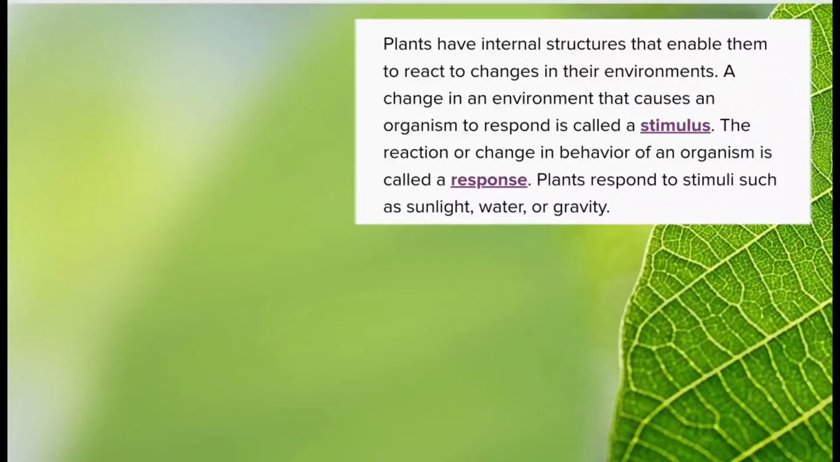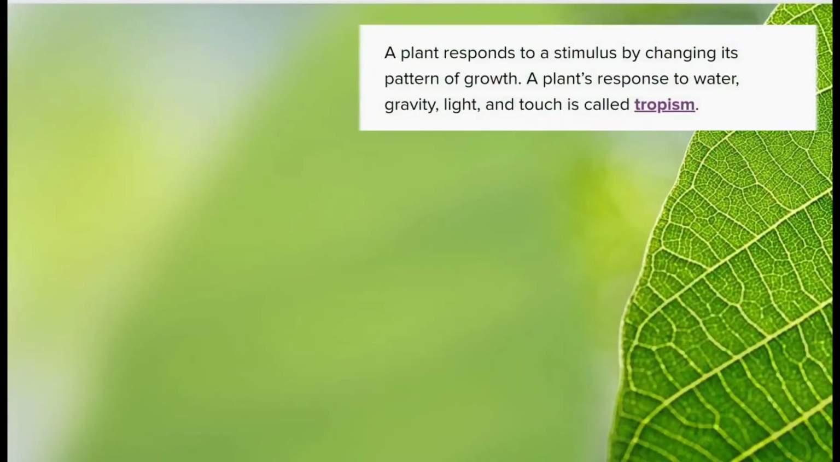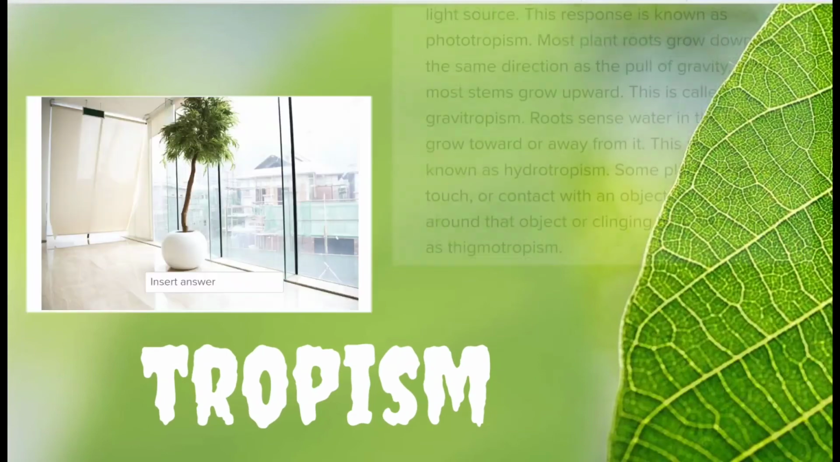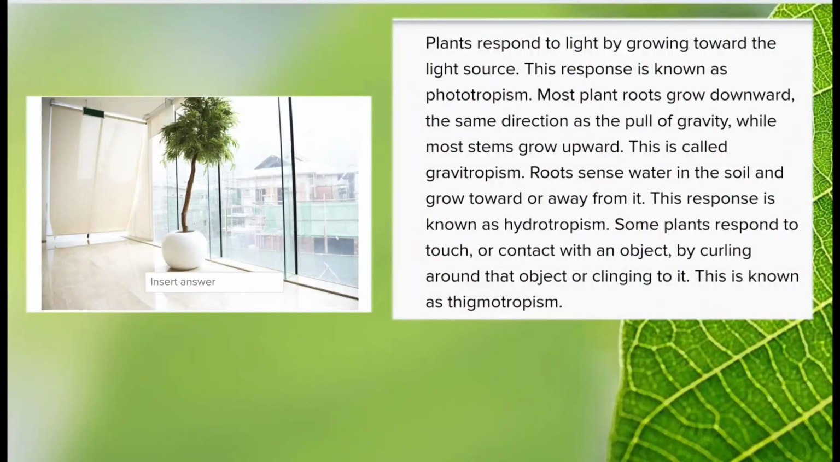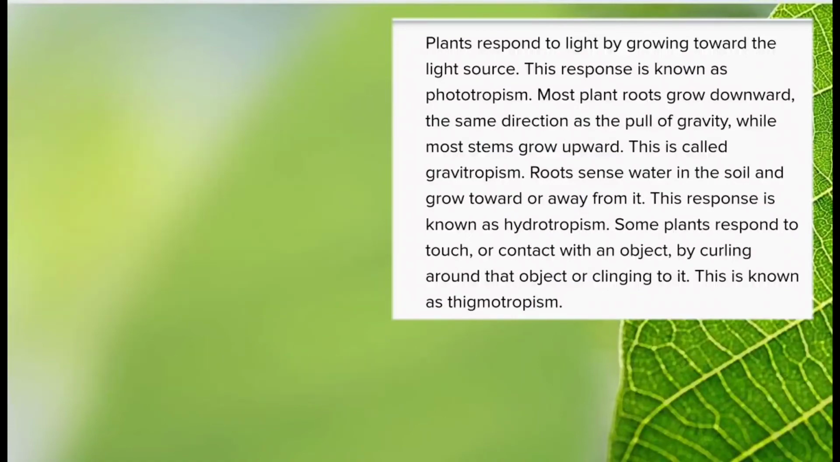Plants respond to stimuli such as sunlight, water, and gravity. A plant responds to a stimulus by changing its pattern of growth. A plant's response to water, gravity, light, and touch is called tropism. Plants respond to light by growing toward the light source. This response is known as phototropism.